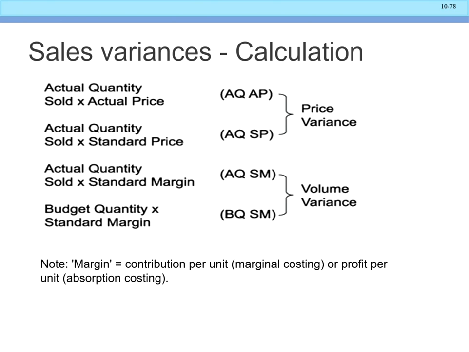Okay, so here just notice that the volume variance is the one that is different because we use the standard margin instead of the standard price. And the standard margin is dependent on whether we are using absorption costing or we are using marginal or variable costing.